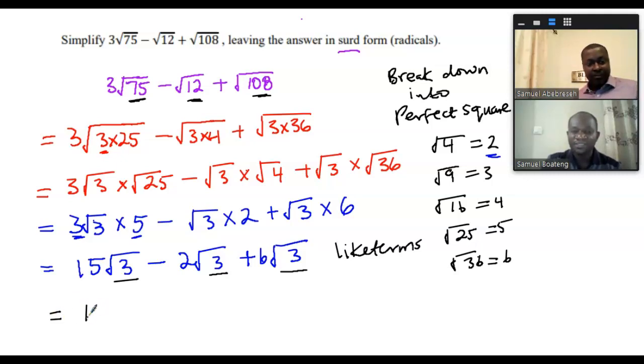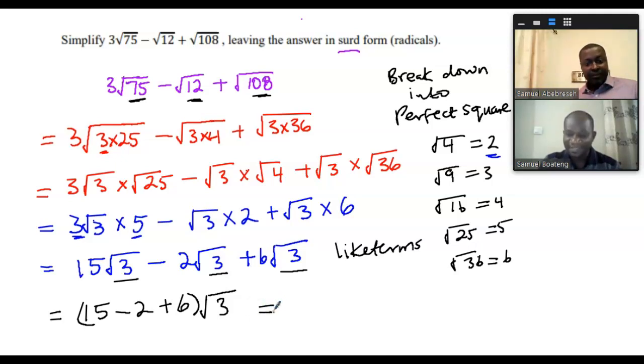So 15 minus 2 plus 6. You put them in bracket, root 3. Now, this is indirect way of factorizing, not just adding, because root 3 is common in all the terms. So you bring it out. When you bring it out, it will be left with 15 minus 2 plus 6.